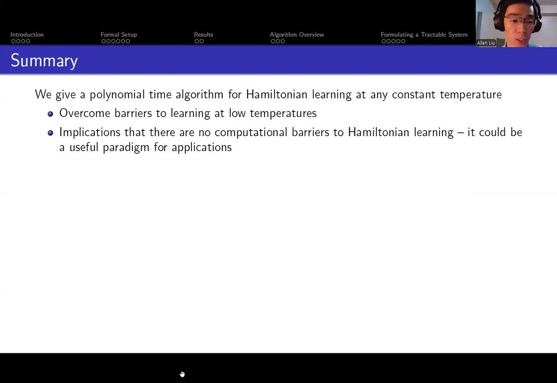Okay, so now let me just conclude with a brief summary. We give a polynomial time algorithm for Hamiltonian learning at any constant temperature. In particular, we overcome barriers to learning at low temperatures. And so this gives us a positive result that Hamiltonian learning could be useful for applications, and there are no important computational bottlenecks at low temperatures.